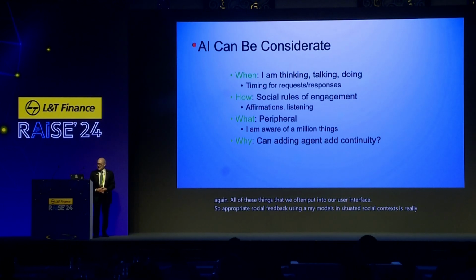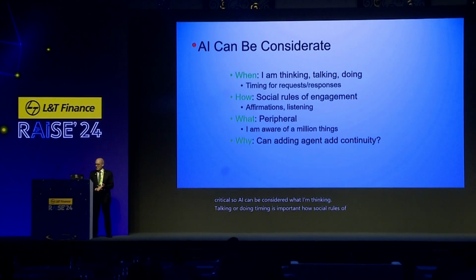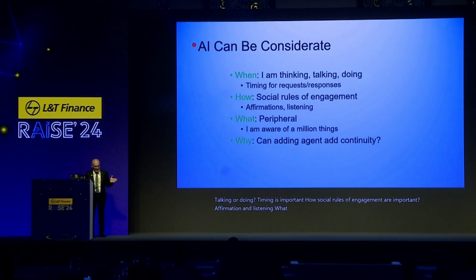So AI can be considerate when I'm thinking, talking or doing. When? Timing is important. How? Social rules of engagement are important. What? Affirmation and listening. Peripheral things. Be aware, be ready to explain, to expect that the person is not only paying attention to this user interface. And why? Because I can add agency and continuity to the person's experience.